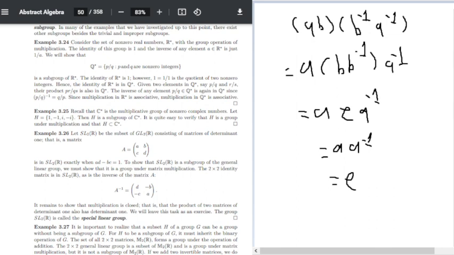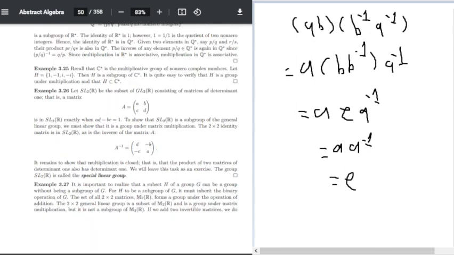It's important to note that we already get a lot of structure when we have a group in the first place. Commonly, we don't have to show things like associativity because we already know associativity holds in the larger group. So if we're looking at a smaller group, there's no way associativity can fail.